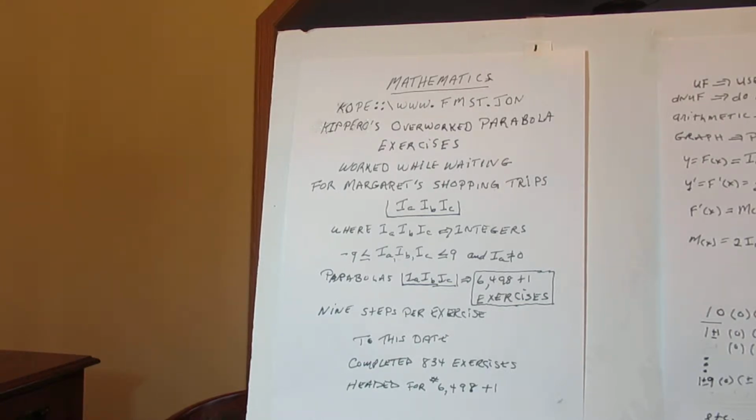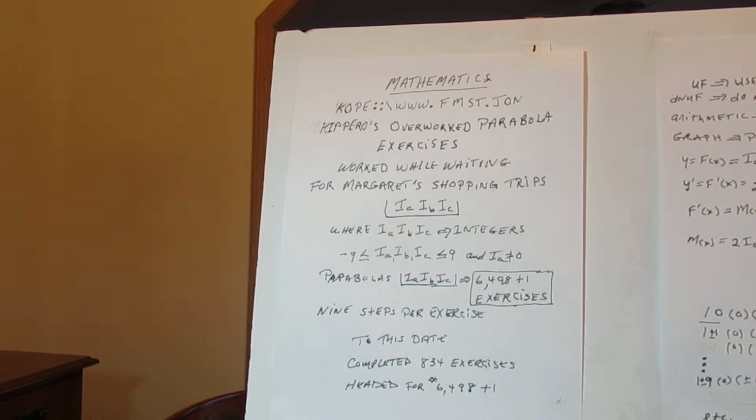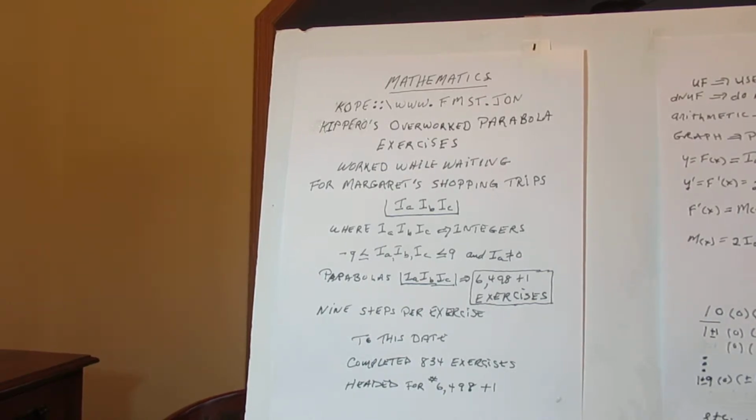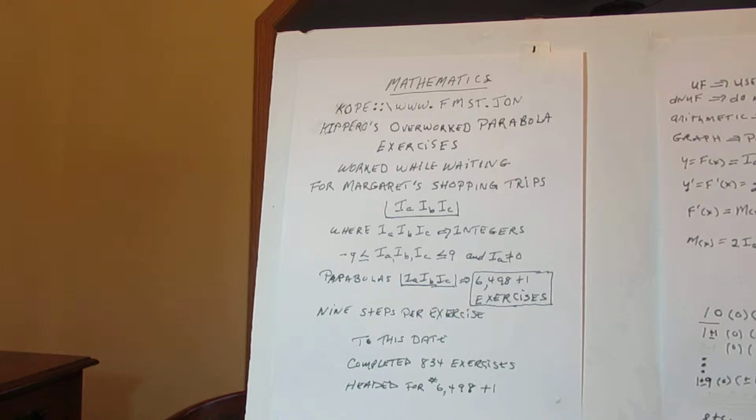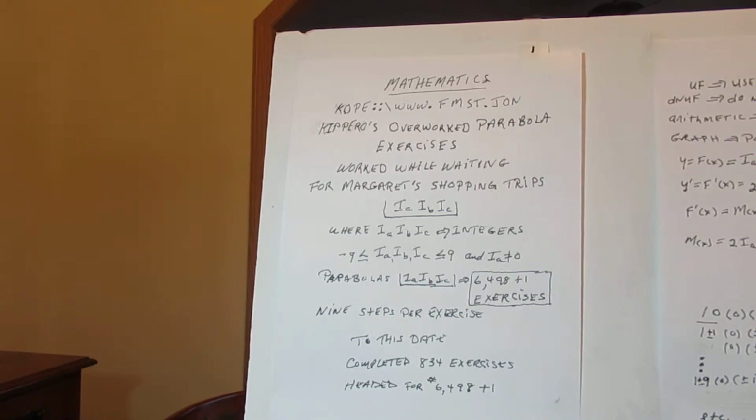Parabolas y equals a sub A x squared plus a sub B x plus a sub C, where they are integers less than or equal to 9 but greater than or equal to minus 9, and a sub A is never 0. There are 6,498 plus 1 exercises, 9 steps per exercise. To this date, I have completed 834 exercises, headed for 6,498 plus 1.